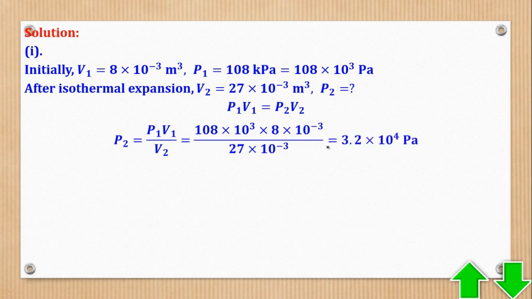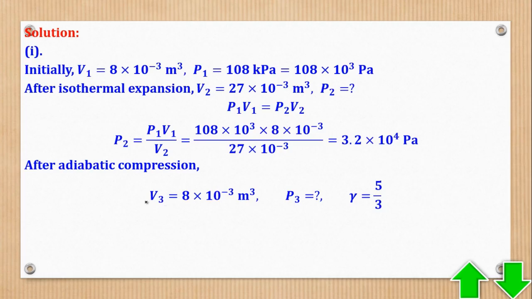After getting P2, we can now go to adiabatic compression. For adiabatic compression, V3 was the original volume, which is now that. P3 we don't know, and the ratio we know. So we need to get the adiabatic equation for P and V. I think you remember it.